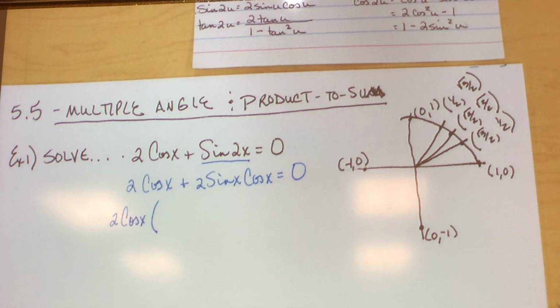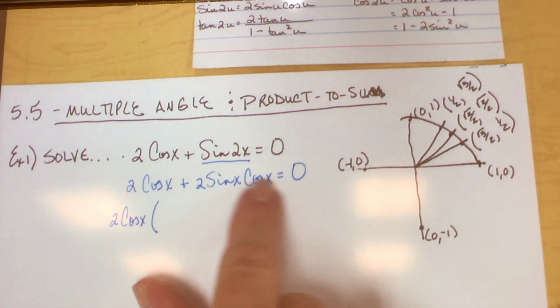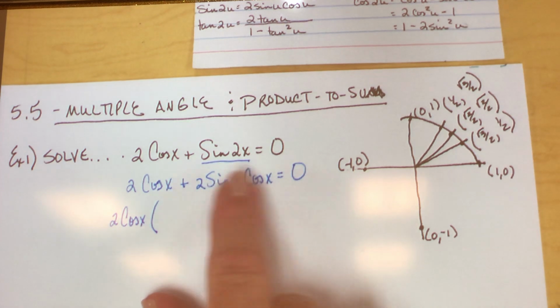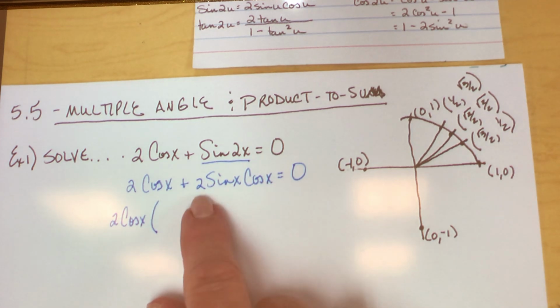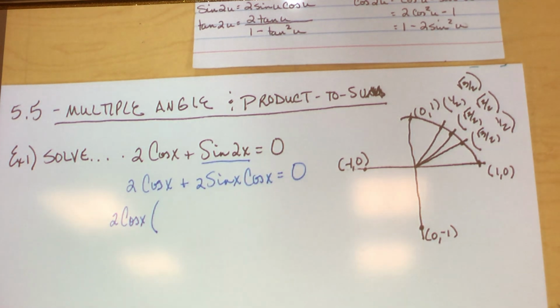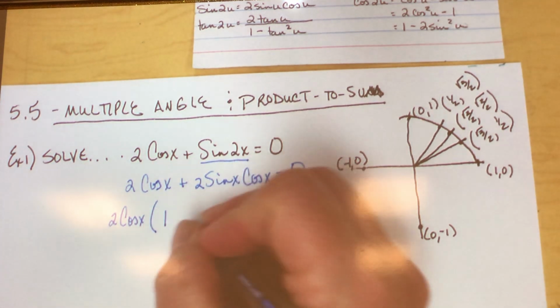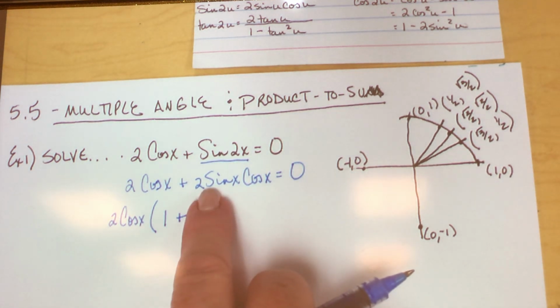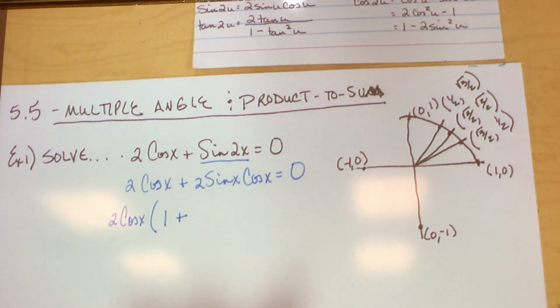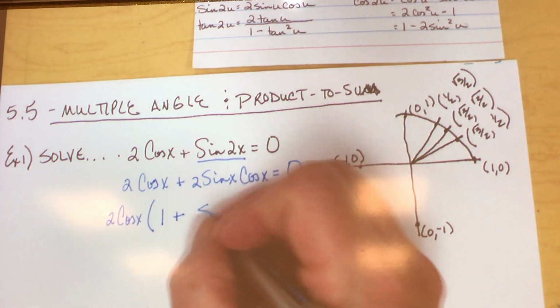Wait, the 2 is distributed also to the cosine, right? It's not distributed, but it's all multiplied. This is just like a 2xy. That's like the coefficient. That's exactly right. Both of them have a 2 and both of them have a cosine, so we're going to pull it out. What do I multiply 2 cosine x by to get 2 cosine x? 1. Plus, what do you multiply 2 cosine x by to get 2 sine x cosine x? Sine x. Very good.